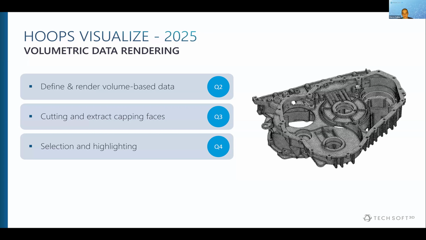In the first phase, we'll add the capability to define and render volume data. Then we'll add support for cadence sections and extract capping phases, similar to what we've seen in Communicator. And then we'll work on selection and highlighting of these volumetric elements. So we really hope that by doing this incrementally, we can get continuous feedback and test where we're going and think of possible additional steps for us to take.